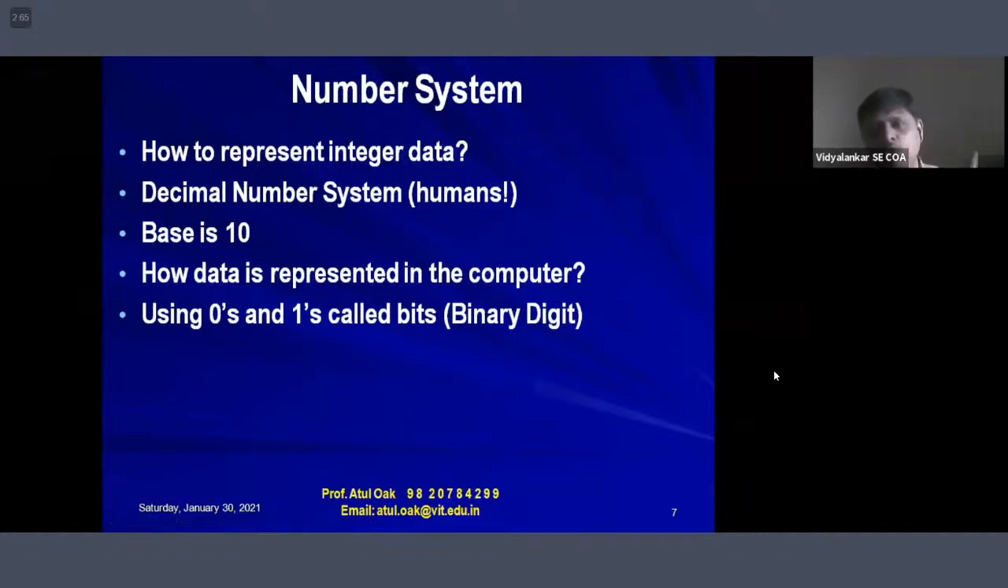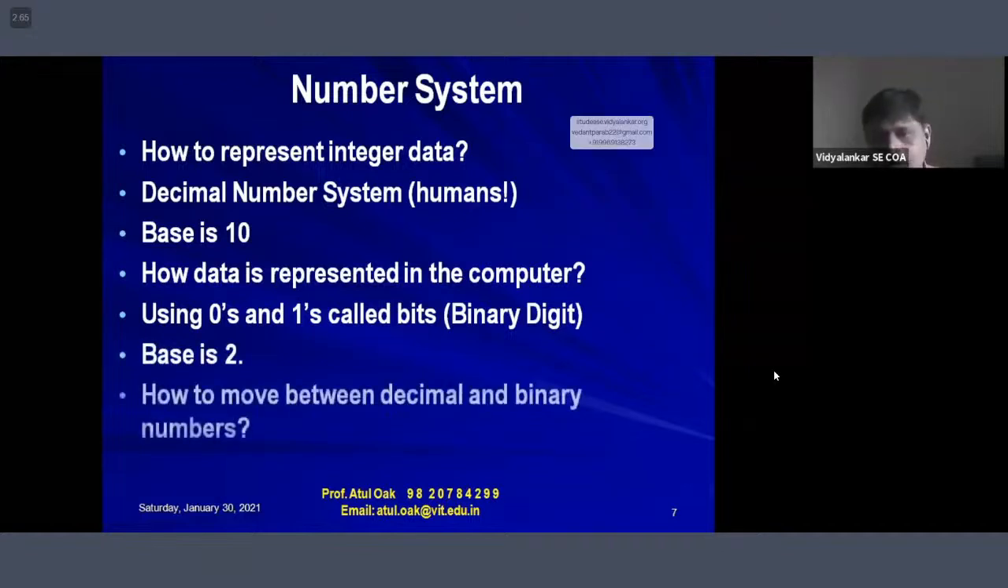So now you can see the difference between human and machine. Humans talk the decimal number system, and machines talk the binary number system. So there's a gap. Binary means 2, and there are two symbols, 0 and 1. Base is 2, basically. The question is, if I talk decimal numbers and my computer talks binary numbers, I talk base 10 and the computer talks base 2, how are we going to bridge the gap?